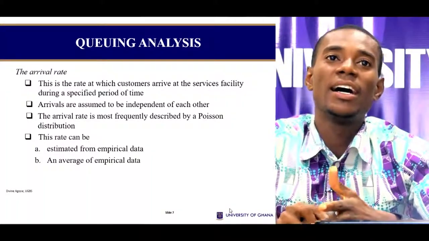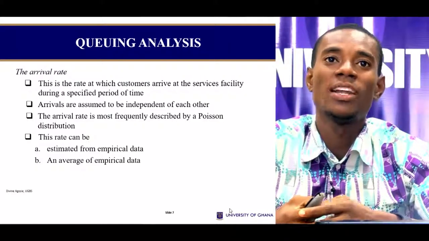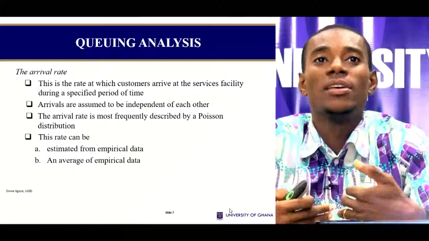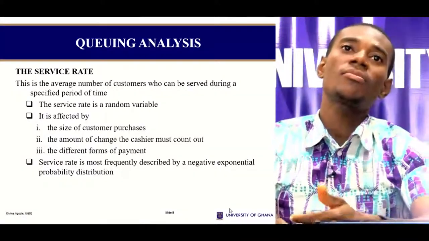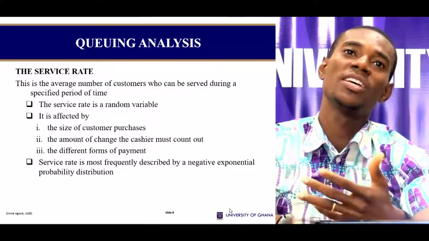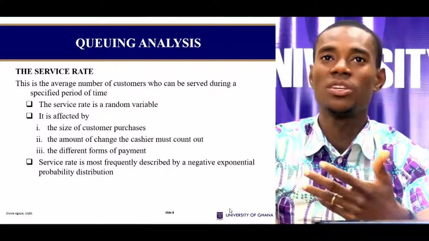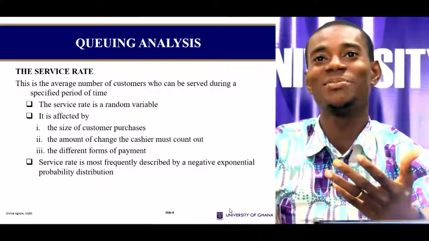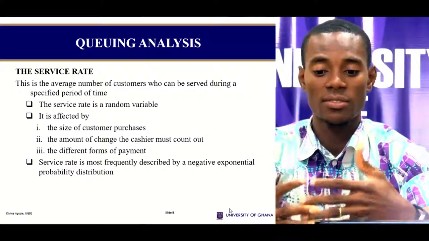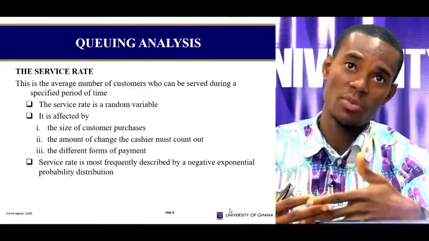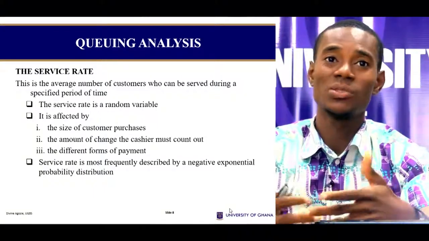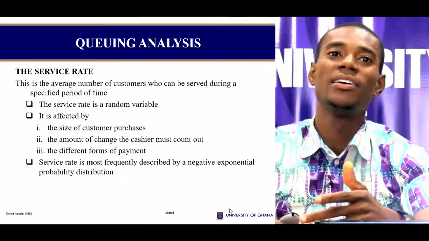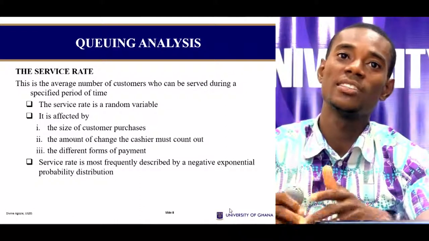It can also be estimated from empirical data or average empirical data. So we would have to collect data over time to see how the arrival rate is distributed. And then the service rate is the average number of customers who can be served during a specific period of time. The service rate is a random variable. It is also affected by the size of the customer purchase and the amount of change the cashier must count out. All these things come together to determine the time it takes to serve a customer: what the customer is coming to do, what it entails, the process. The service rate is most frequently described by a negative exponential probability distribution, or we just say that it is exponentially distributed.